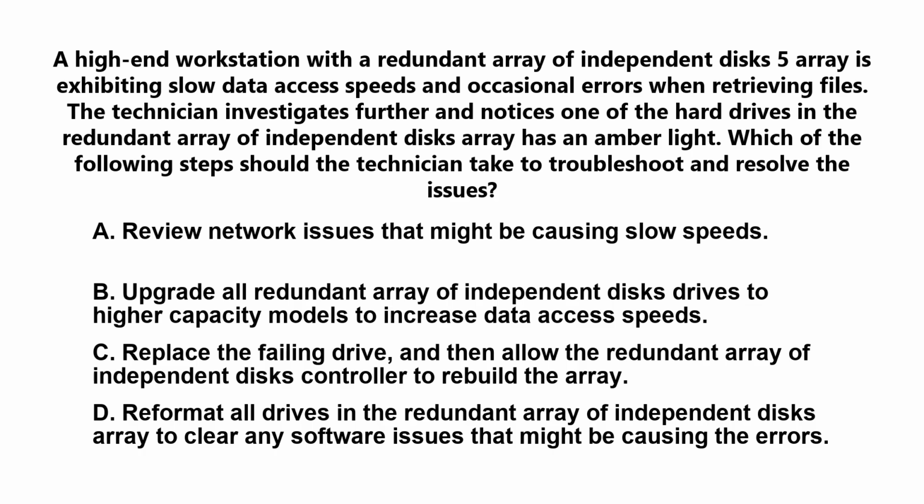Option A. Review network issues that might be causing slow speeds. Option B. Upgrade all redundant array of independent disks drives to higher capacity models to increase data access speeds. Option C. Replace the failing drive, and then allow the redundant array of independent disks controller to rebuild the array. Option D. Reformat all drives in the redundant array of independent disks array to clear any software issues that might be causing the errors. The correct answer is option C.